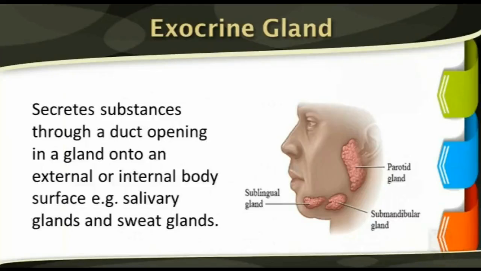Salivary glands and sweat glands are examples of exocrine glands. Both saliva, secreted by the salivary gland, and sweat, secreted by the sweat gland, act on local tissues near the duct openings. In contrast, the hormones secreted by endocrine glands are carried by the circulation to exert their actions on tissues remote from the site of their secretion.